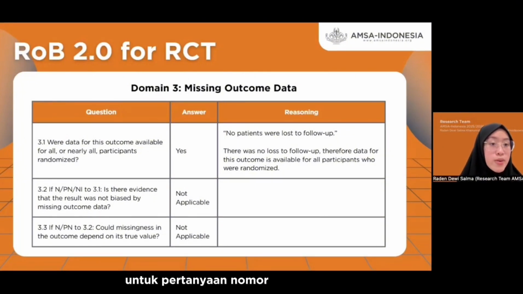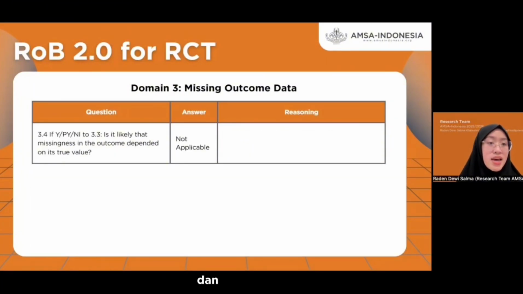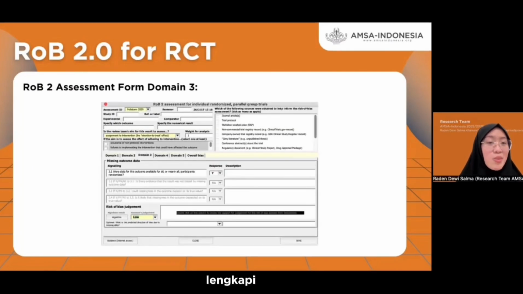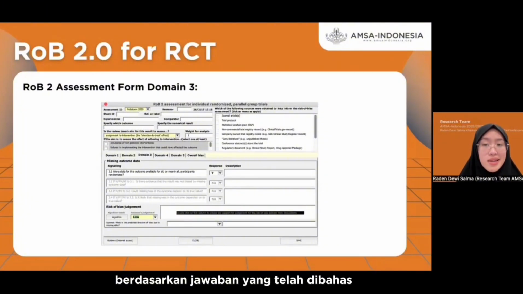Questions 3.2 and 3.3 are not applicable because previously on 3.1 the answer is not a no or probably no or no information. It also happened in 3.4 that the question is not applicable because previously in 3.3 the answer is not yes or probably yes or no information. Complete each column based on the answer previously discussed. Based on the evaluation, the risk of bias judgment is low risk of bias.